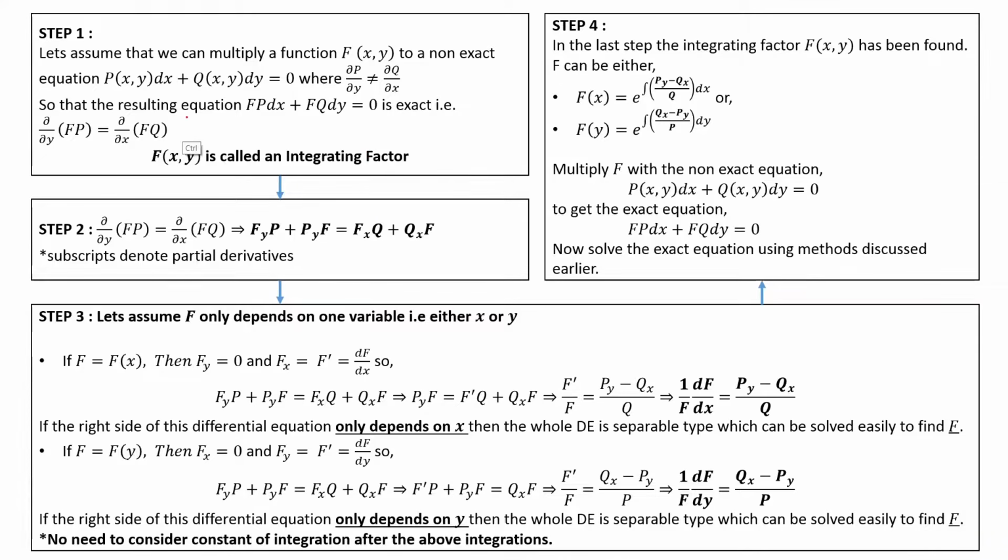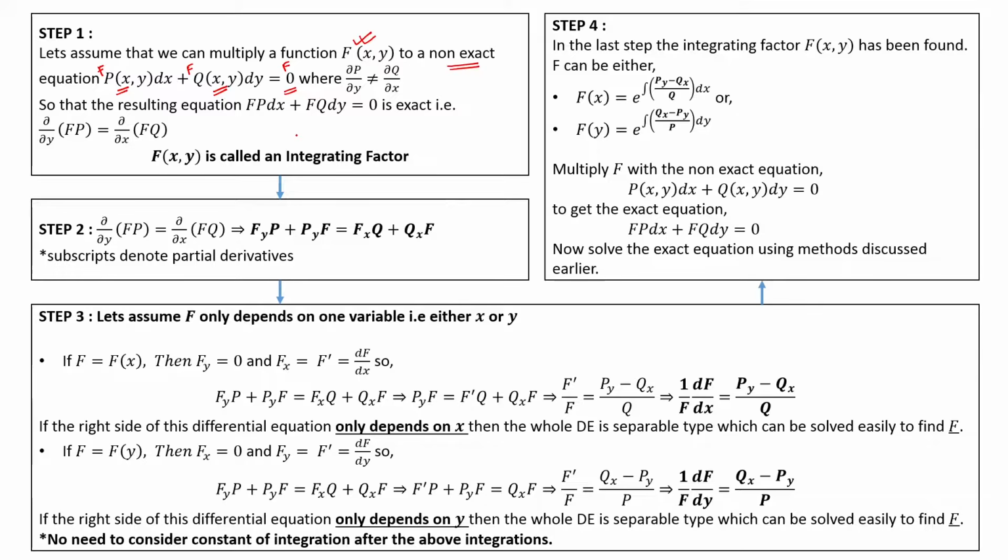Now suppose we have been given this differential equation P dx plus Q dy equal to 0, and here if we calculate ∂P/∂y and ∂Q/∂x, those are not equal, that is the differential equation is not exact. Then we have to find a function F such that if we multiply this differential equation with F, that is we will multiply it here, also here and also here, obviously the right hand side becomes 0 and we get the differential equation FP dx plus FQ dy equal to 0.